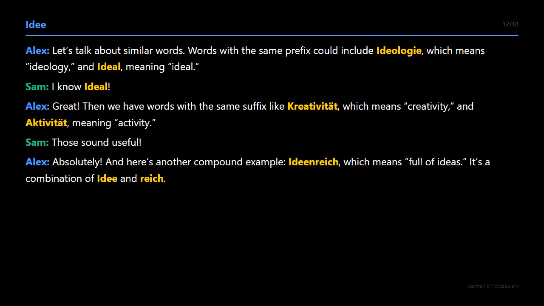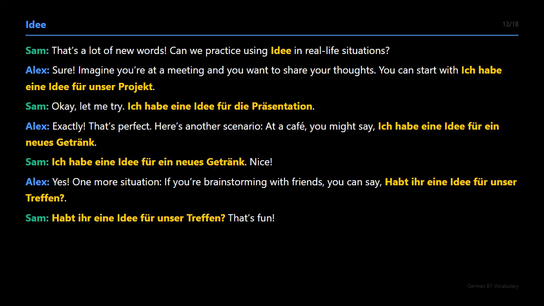Absolutely. And here's another compound example, Ideenreich, which means full of ideas. It's a combination of Idee and reich. That's a lot of new words. Can we practice using Idee in real life situations?